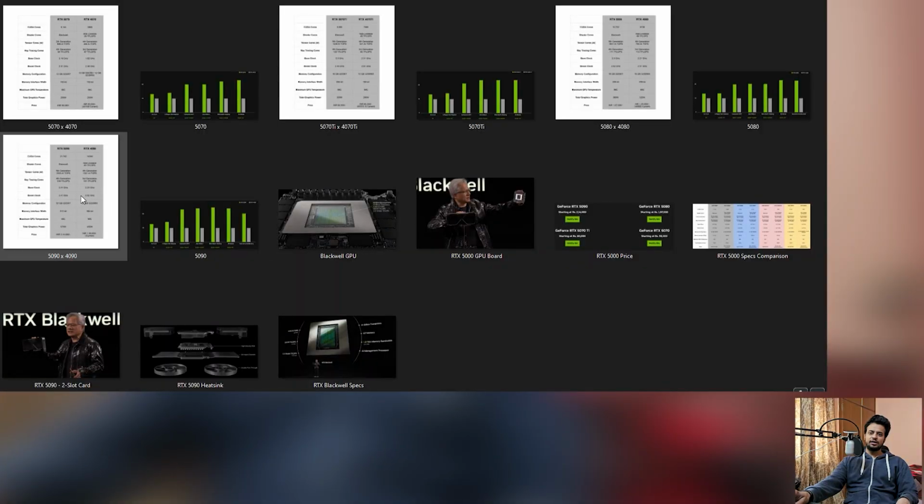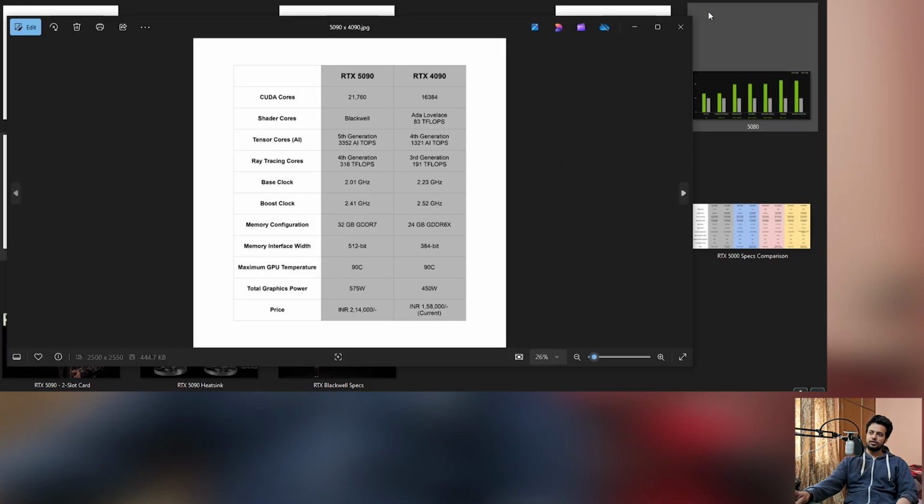Regardless, the topic for this video is the RTX 5000 series and whatever Nvidia announced at the CES keynote. There are a lot of things to talk about: graphics cards, some technologies, and some confusing things as well. So we'll start with the graphics cards, compare the specs with the previous generation, and then move along. The first card that I'd like to talk about is the 5090, of course.